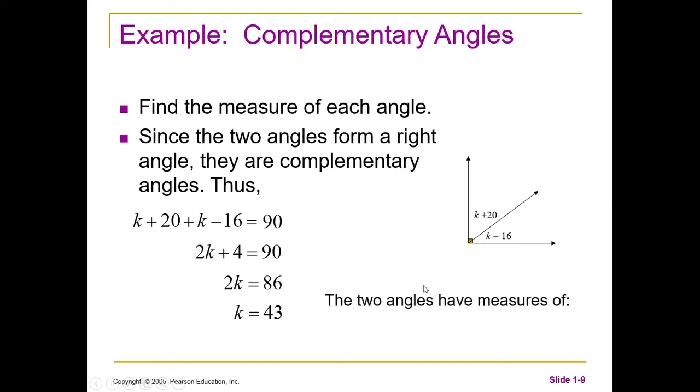So, k plus 20, 43 plus 20 is 63 degrees. And then 43 minus 16 is 27 degrees. Pag pinag-add natin dalawa, 90. So, yun yung value ng k, which is 43 degrees. Any questions tayo doon? I hope na naintindihan nyo yan, ha?